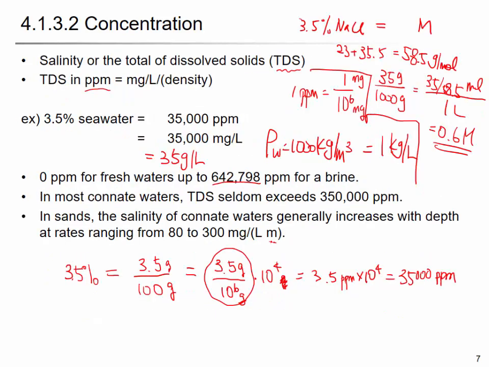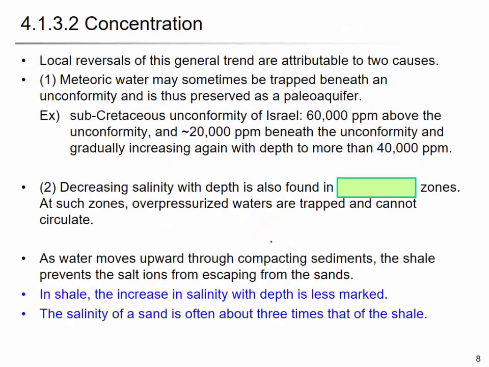Okay. So any question so far? Okay. Good. So when we look at the concentration, salinity increases with depth. So it's going to increase as you go deeper. But a local reversal of this general trend can be found, and that's attributed to two causes. First, meteoric water may sometimes be trapped beneath an unconformity, and is thus preserved as a paleo aquifer.